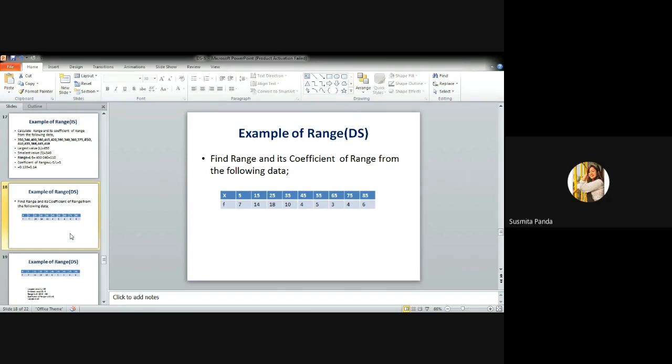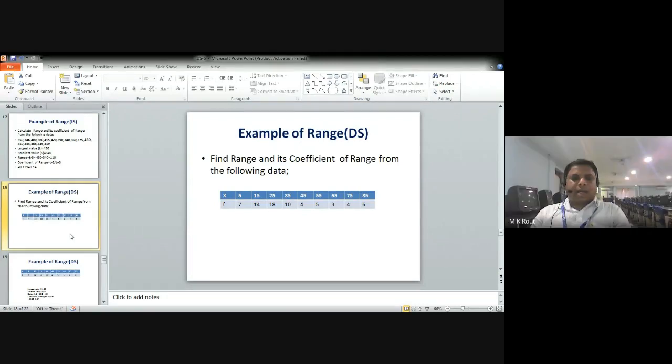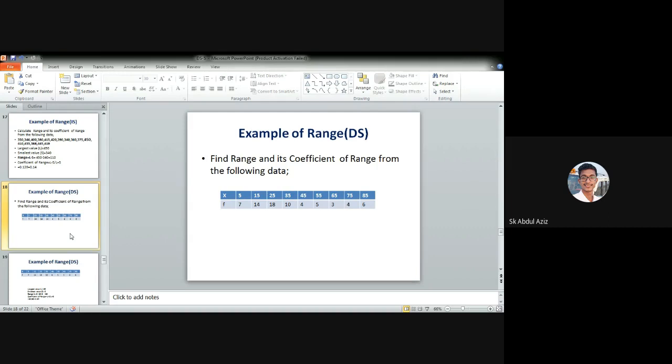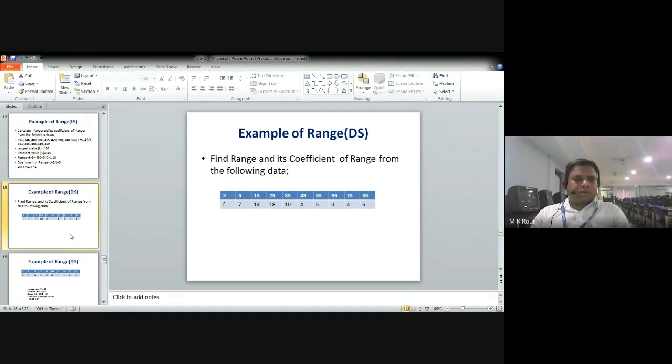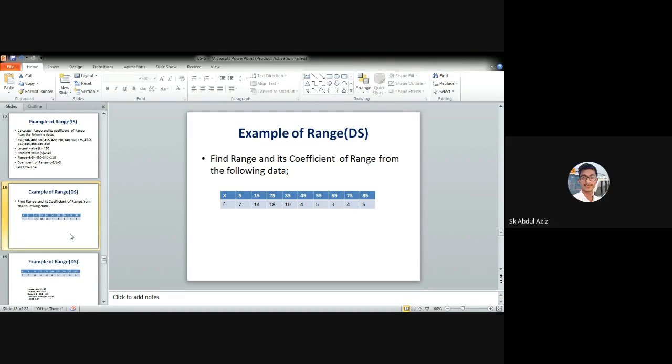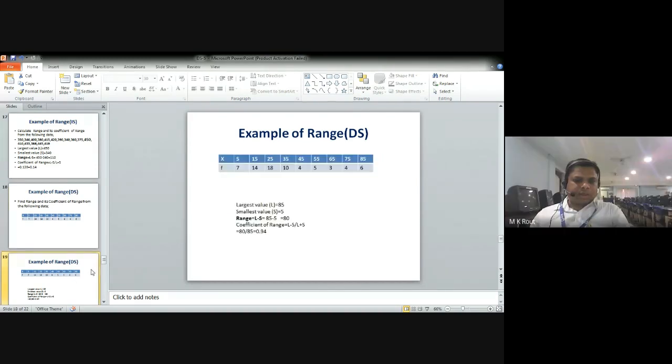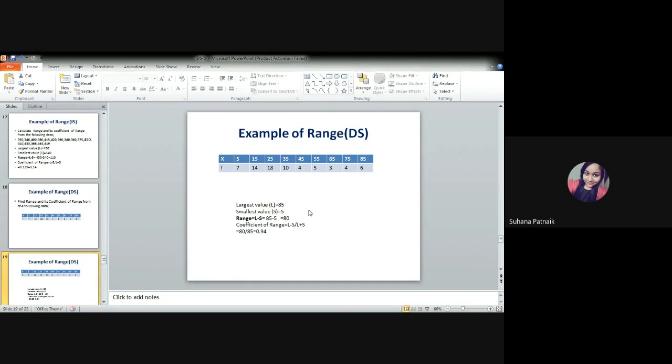So which one is the lowest value? 5. And the highest value given is 85. Just calculate. Range equals 80. And check your coefficient of range.